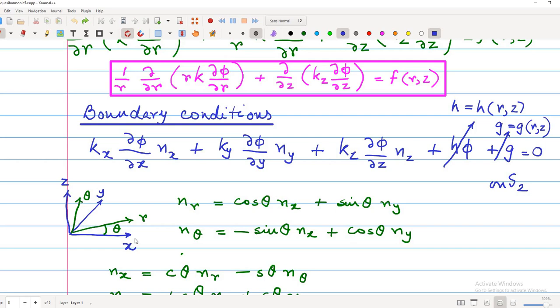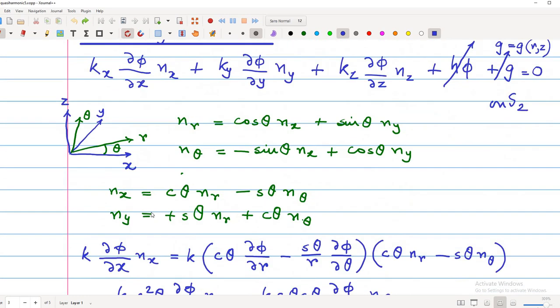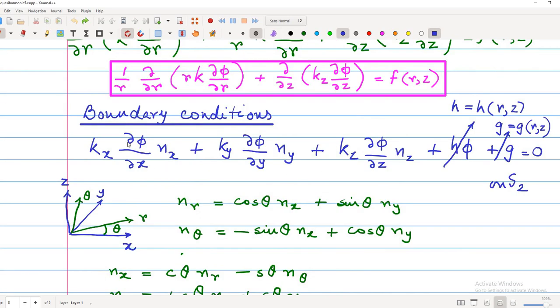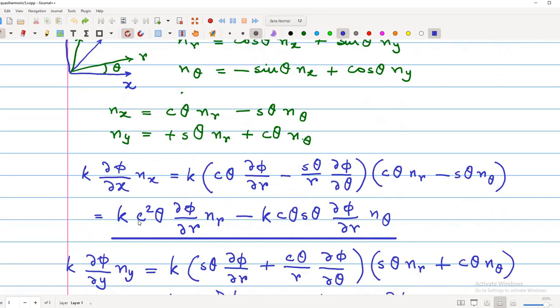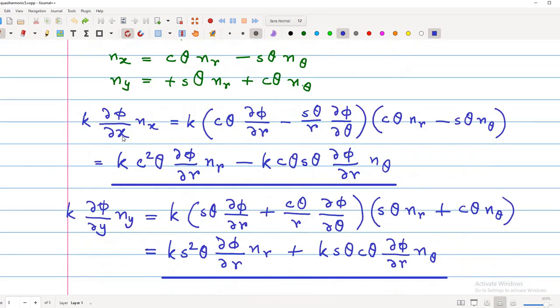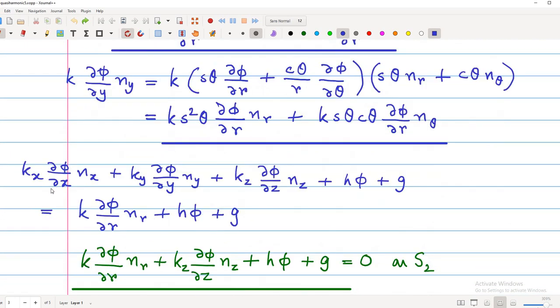So you just take this component and take this component. So nr is nx cos theta plus ny sin theta. So in this way you form this, you replace it here, and again del x you replace from what you got earlier. So now you get this.